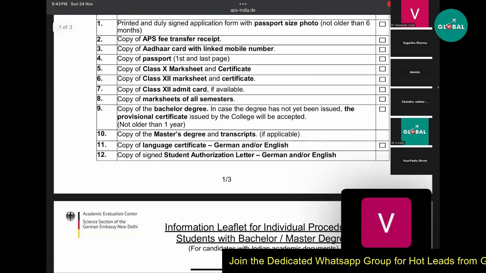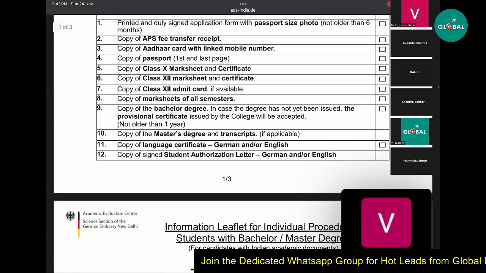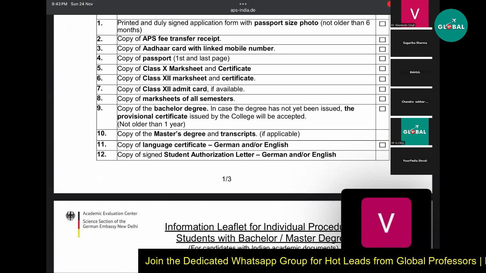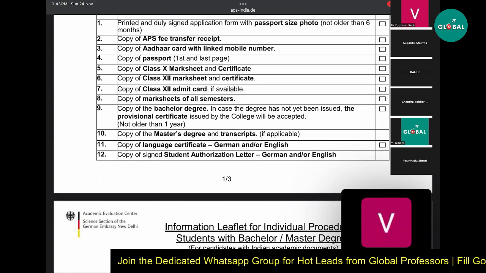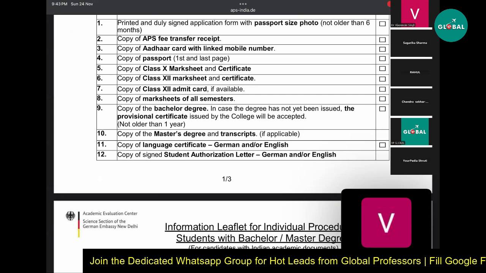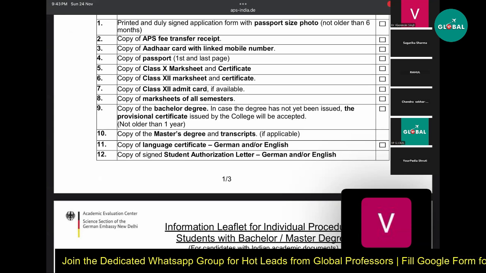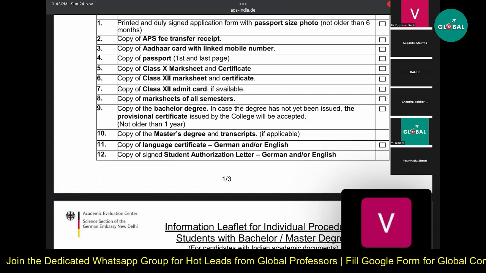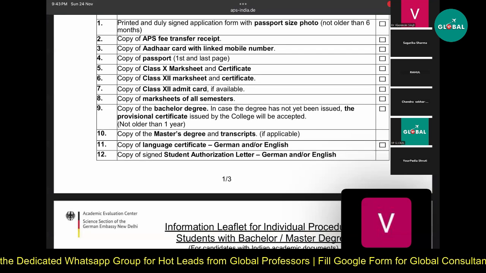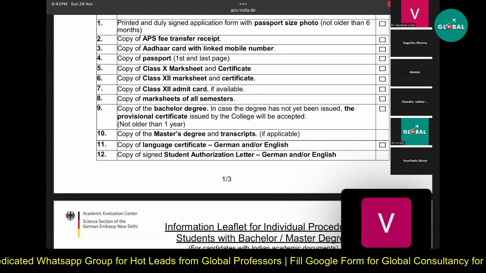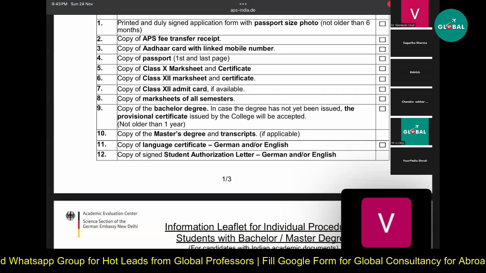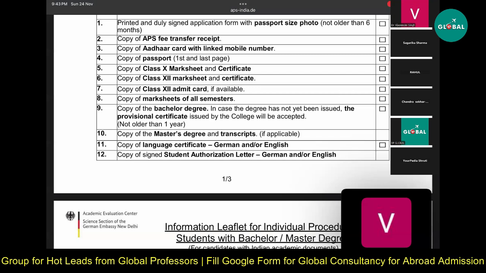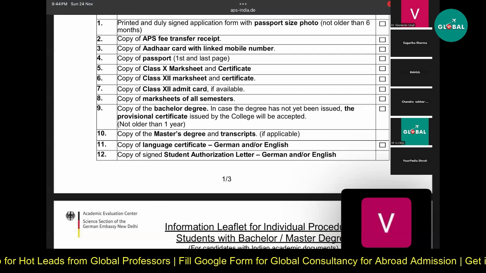Regarding the 11th point, you can see copy of language certificate, German and/or English. What does it mean? It simply means if you are opting for a German language based program, then you have to provide the German language certificate. That's up to you. But if you are enrolling for an English language based program, then you'll provide your IELTS, TOEFL, or something else. And the 12th is very standard, that is a copy of the signed student authorization letter, German and/or English.